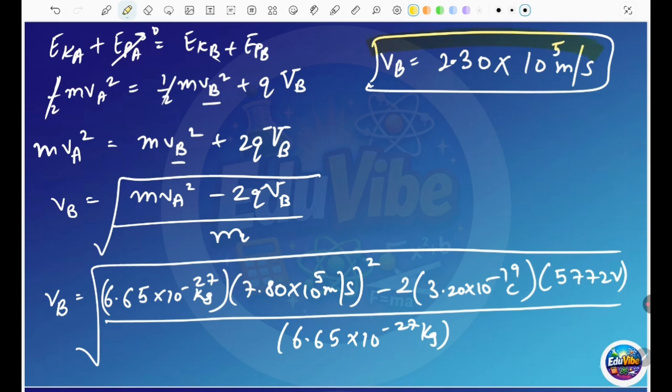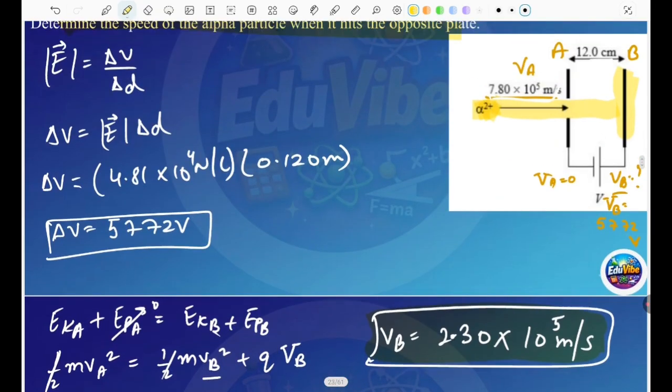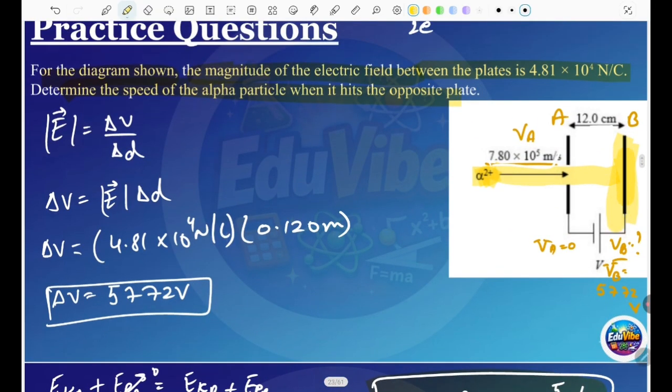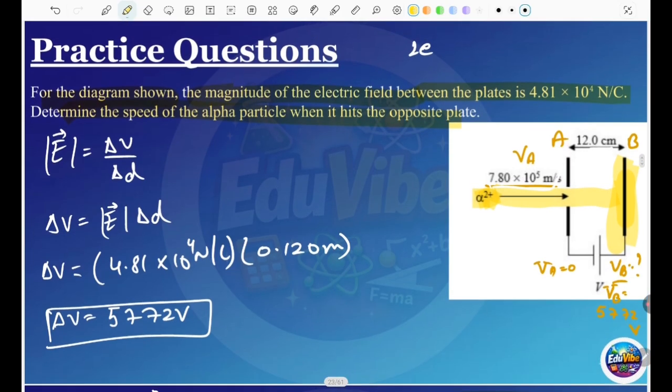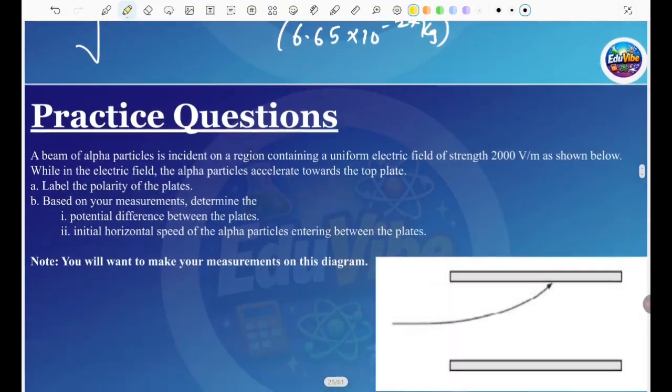So this you get when you find the V, which is the speed of the particle when it hits the opposite plate. So that's how you can find it. This is how you can solve this question when any charge moves into parallel plates. So that's how you can deal with those. So let's move on to the next one.